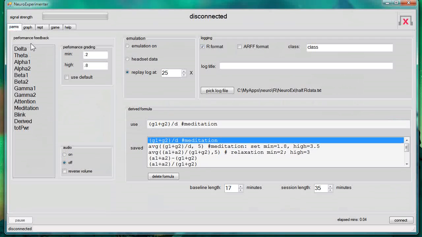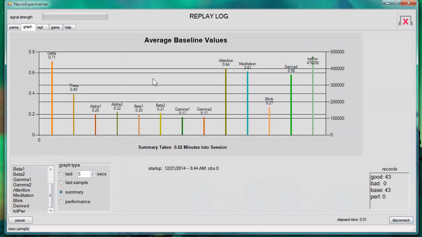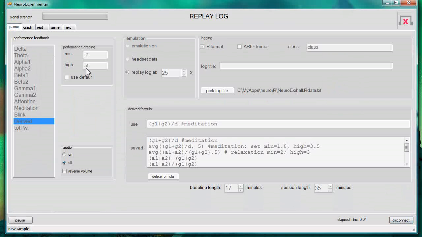Let's select as our performance feedback this derived formula. Now we can pass the log through again at a high speed to see how our formula performs, comparing the performance part of the session to the baseline part of the session. It runs faster if I'm not showing the graph.